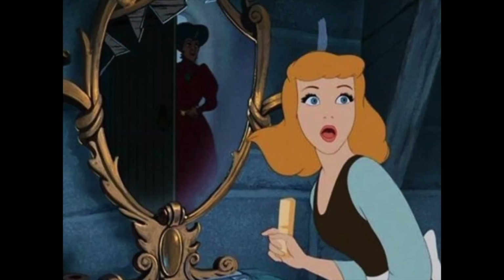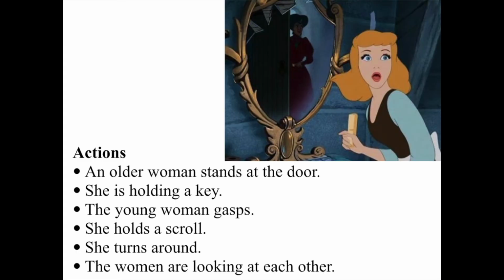Now I would like to show you an example using Cinderella. First we have actions. An older woman stands at the door. She is holding a key. I realize this is hard to see, but it's shiny, and if you've seen the movie, it's very obvious that she's holding a key. The young woman gasps. She holds a scroll. She turns around. The women are looking at each other.